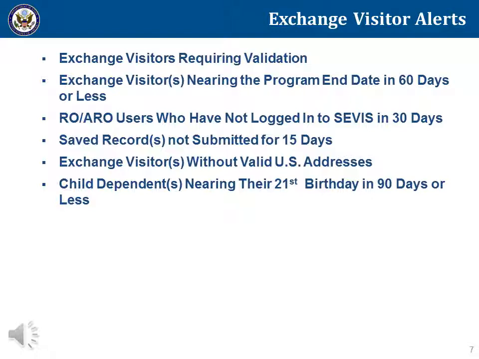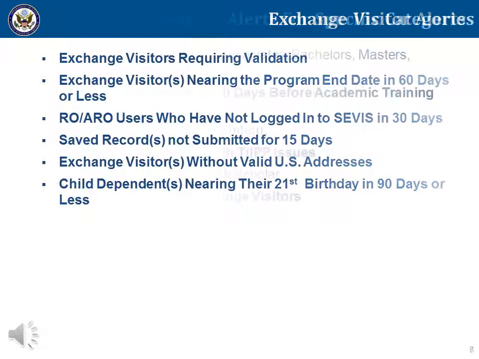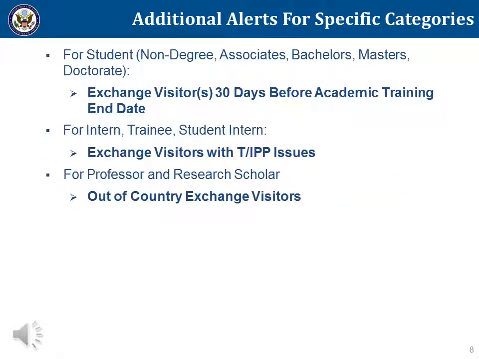Alerts are a useful tool drawing sponsor officials' attention to certain program facts and serving as a to-do list. If an alert exists for the exchange visitor, this is a reminder to review the record and determine if any action needs to be taken. There are certain categories that have additional alerts. These categories and their corresponding alerts are listed on the slide.